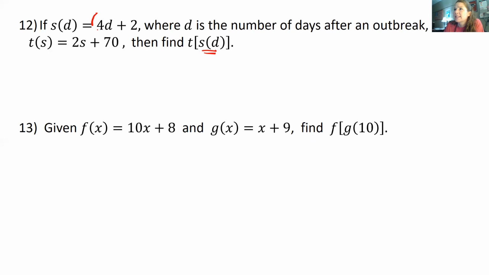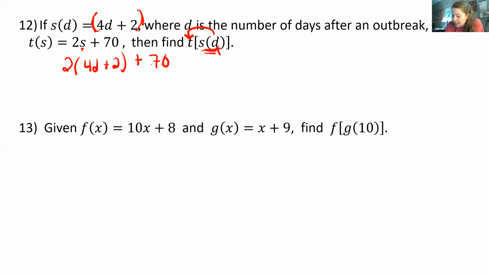Well, all of this is S of D, and we're going to plug S of D into T for the letter S. Okay, so we're taking S of D, this whole thing in the brackets, and we're plugging it into the other equation for our variable. So since it doesn't give us a number here, we got to take the whole expression the way it's written. So we're going to replace that S with 4D plus 2 plus 70.